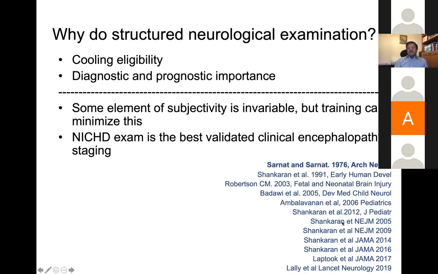The second is that it is of diagnostic and also of prognostic importance. If you have a baby who is normal or has mild encephalopathy, you are likely to have a good outcome, as opposed to a baby with moderate or severe encephalopathy. Now, any clinical examination is very subjective, but if you do systematic training, you can reduce the subjectivity.